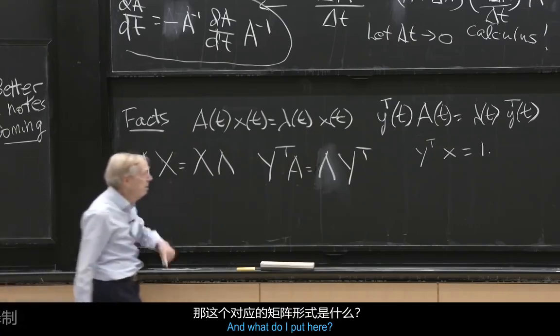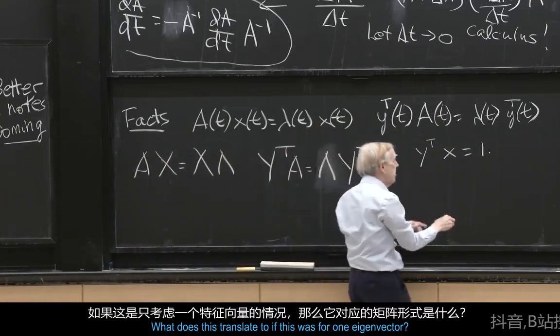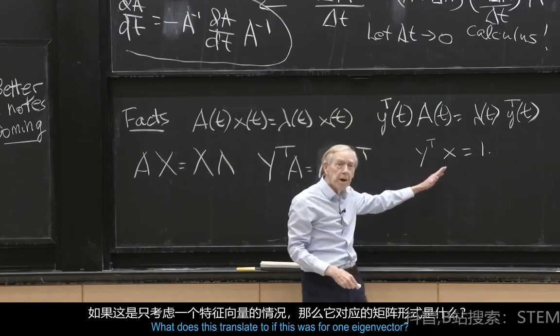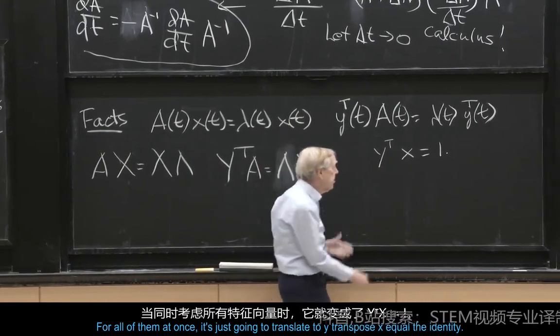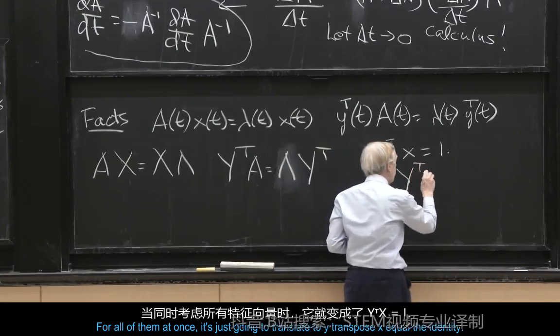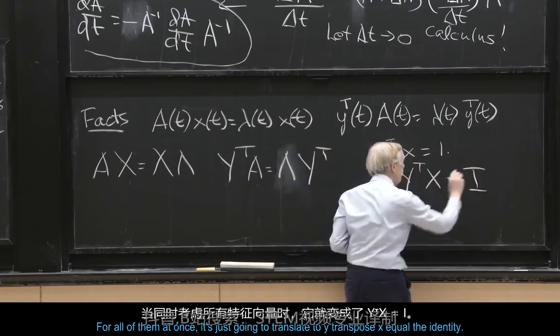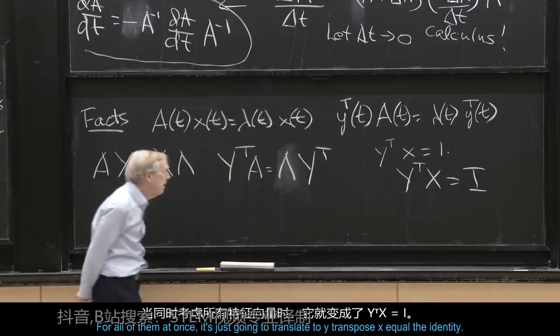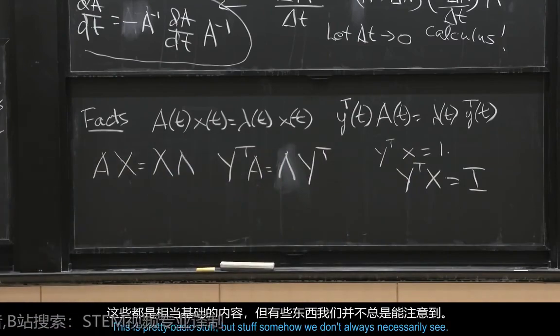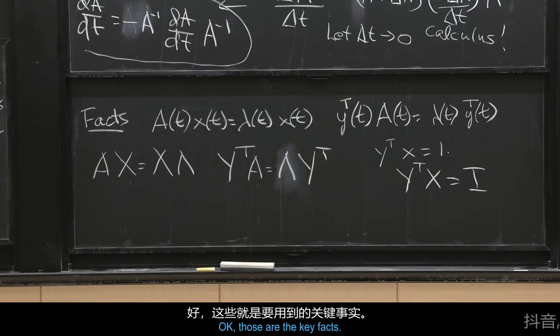And what do I put here? What does this translate to? If this was for one eigenvector, for all of them at once, it's just going to translate to y transpose x equal the identity. This is pretty basic stuff, but stuff somehow we don't always necessarily see. Okay, those are the key facts.